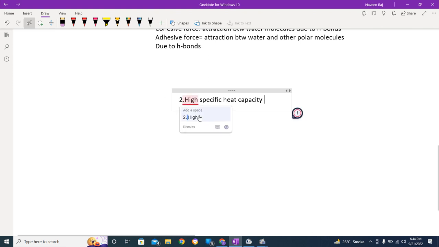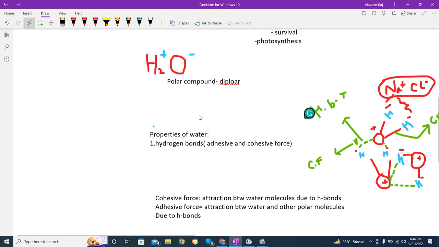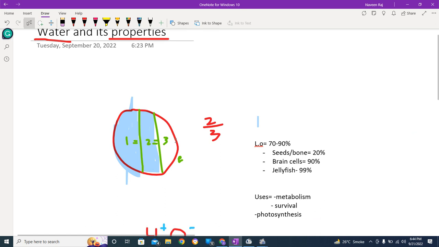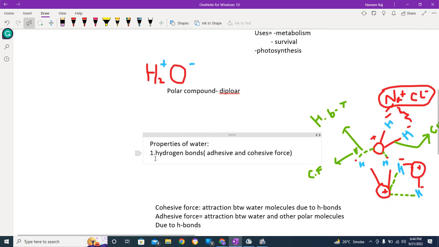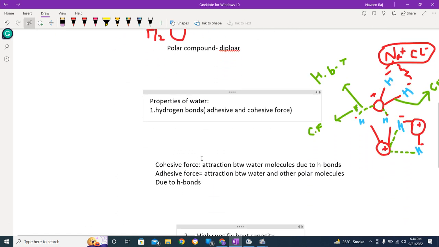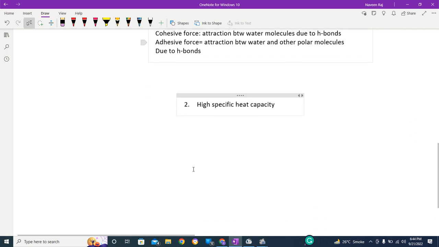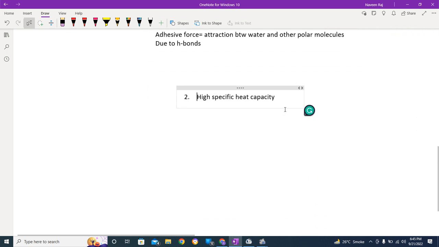In today's video we're looking into several remaining properties of water. In the last video we looked at hydrogen bonding, and due to the hydrogen bonding, the cohesive and adhesive forces of attraction and repulsion. I hope that you've watched that video. In today's video we're looking into the high specific heat capacity of water.